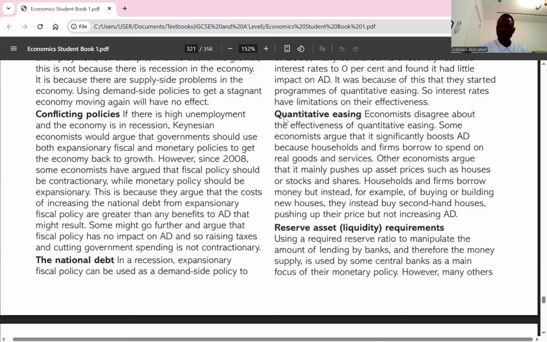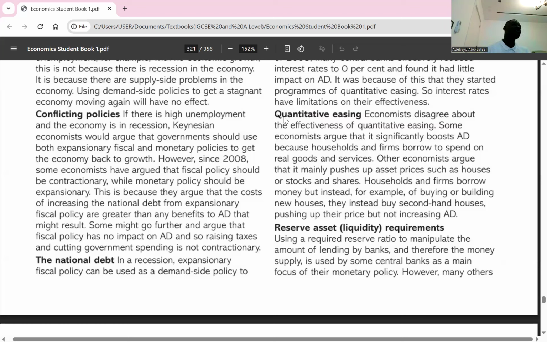Then the second one, conflicting policies. I wrote, if there is high unemployment in the economy in recession, Keynesian economists would argue that government should use both expansionary fiscal and monetary policy, while classical economists argue that monetary policy should be expansionary, while fiscal policy should be contractionary. So we have here a high unemployment situation when there's recession. For Keynesian, they believe government should use both fiscal and monetary policy to solve the high unemployment rate during recession. But for classical, they believe expansionary monetary policy should be used and contractionary fiscal policy should be used.